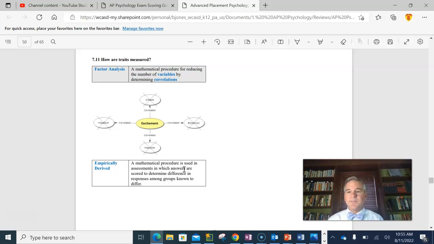All right, so those are two different ways that personality trait researchers use math to help them take this abstract idea of personality and use some psychometrics to help describe it.